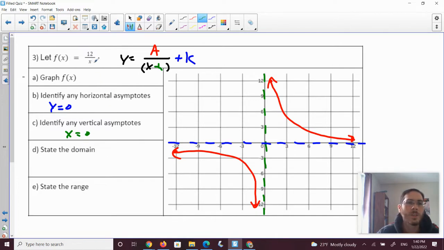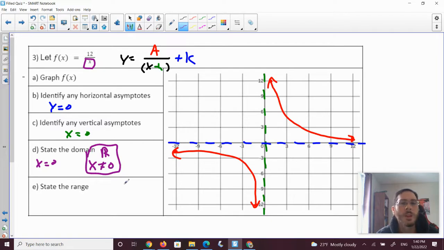State the domain. So that's all the places on the bottom where we would get 0. So what you do is you set the denominator equal to 0. So we're going to take the x and say x equals 0. And there's nothing to solve. So our domain, remember these are the excluded values, is going to be all real numbers except x is not allowed to be 0.